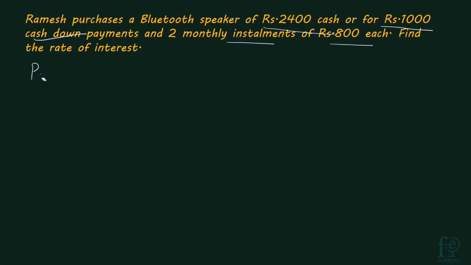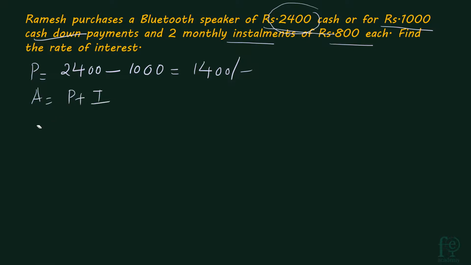So what is the principal? The principal will be equal to 2400 minus 1000. You have to give straight away 2400 or you give 1000 cash down payment. So your principal will be 2400 minus 1000, which is 1400. Now you have two formulas for finding the amount. Amount is equal to principal plus interest, which gives you 1400 plus 1400 into 2 by 12 into R by 100.